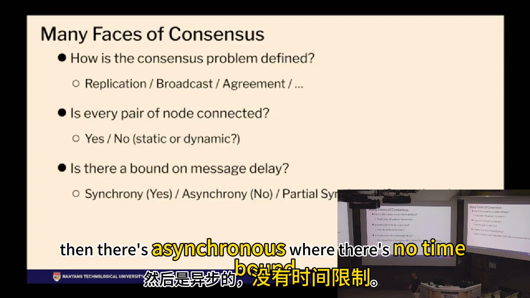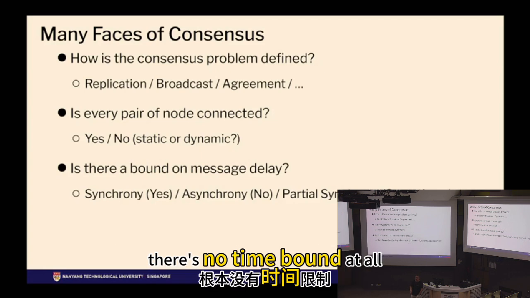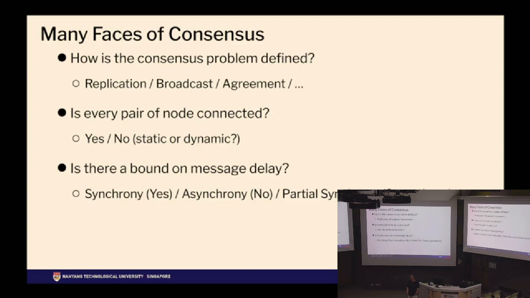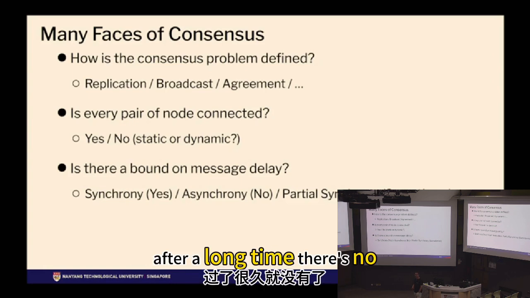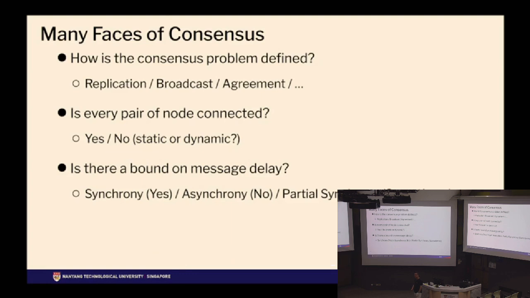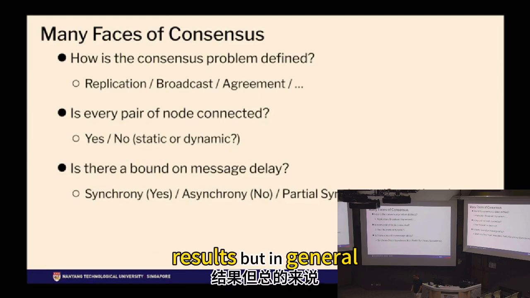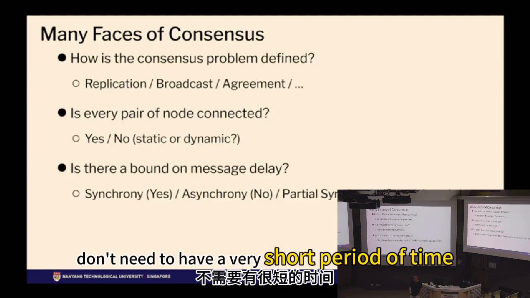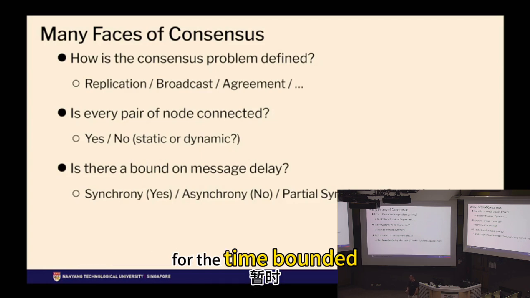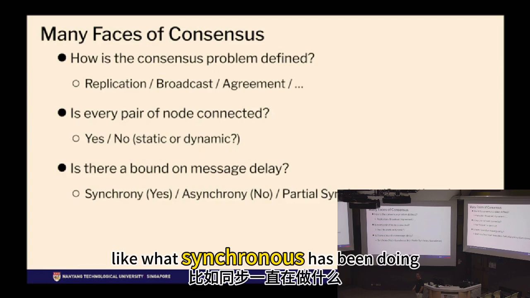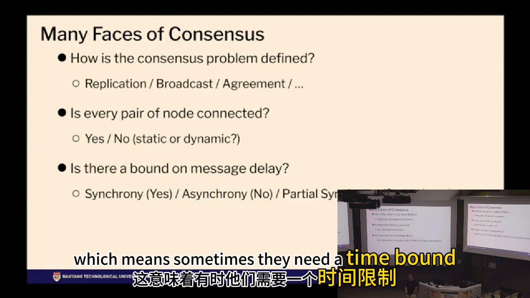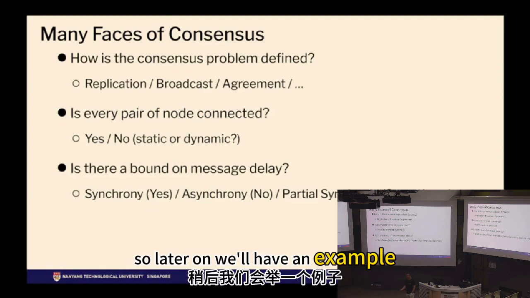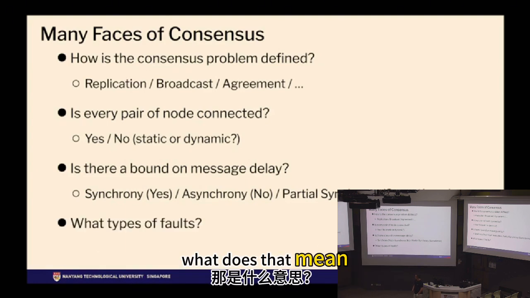Then there's asynchronized, where there's no time bound at all, but there is still a big timeout if after a long time there are no results. But in general, asynchronized doesn't need a very short time bound, like what synchronized consensus has been doing. And there's partial synchronized too, which means sometimes they need a time bound, sometimes they don't. So later on we will have an example of what that means.